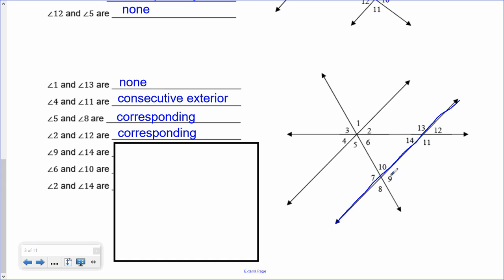Okay. Now, the two lines that we need to create the rest of our shape are going to be the two lines that are going to help us create the angle. So to create angle 9, I have to use this line. And to create angle 14, I have to use this line.